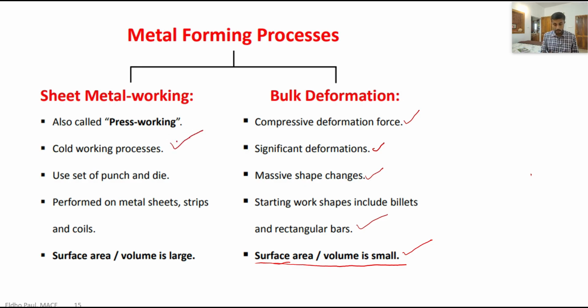We can classify processes into cold working and hot working. Cold working means the process is carried out at room temperature. We use a set of punches and dies, and the process is performed on sheet metal, strips and coils. The important characteristic here is that the surface area to volume ratio is large compared to bulk deformation processes.